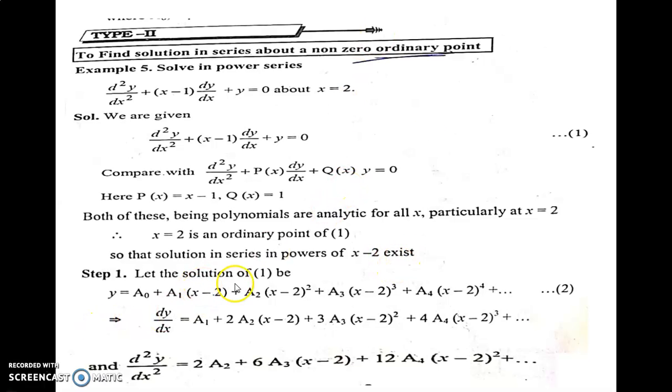Now step 1. What is step 1? Firstly, we will assume the solution y equals a0 plus a1 (x minus 2) plus a2 (x minus 2) square and so on. As you know, when 0 is an ordinary point, we took the solution a0 plus a1x plus a2x square, because 0 was the ordinary point. So x means x minus 0, x square means (x minus 0) square. But here we have to take (x minus 2) square and so on. This is the only difference in assuming the solution.